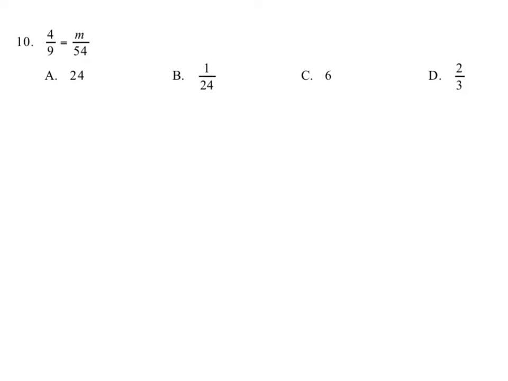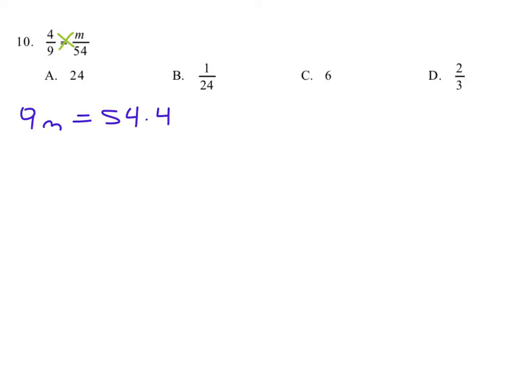So for number 10, I'm going to do a little bit of the same thing I did before. First of all, let's multiply the diagonals. That times that equals that times that. And you get 9m equals 4 times 54. I'm sorry, 54 times 4. Doesn't matter.